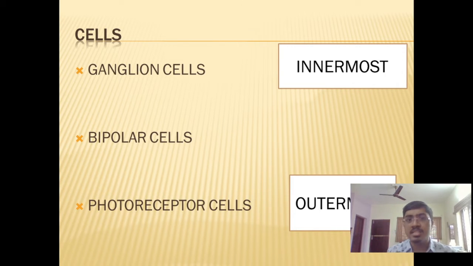So which is outermost? Photoreceptor cells. Which is innermost? Ganglion cells. Bipolar cells, it is very easy to remember, are in between. The word between starts with B, and bipolar cells also start with B. So you can learn it in that way. Bipolar cells are in between. So outermost is photoreceptor, then you have bipolar cells and then ganglion cells.